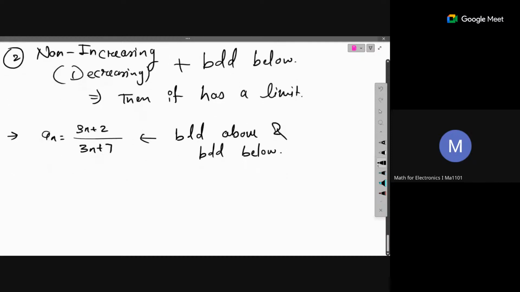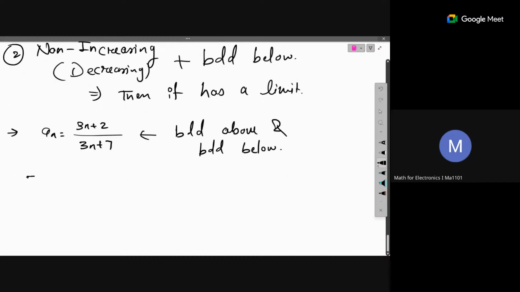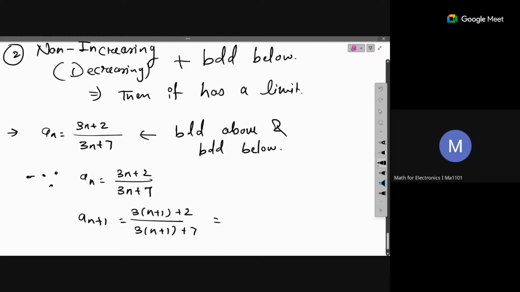And here, one thing we know: if you consider an is nothing but (3n + 2)/(3n + 7), now what will be an+1? So an+1 is nothing but (3(n+1) + 2)/(3(n+1) + 7), which is nothing but (3n + 5)/(3n + 10), because 3 plus 2 will be 5. Okay, so we can actually compare that.